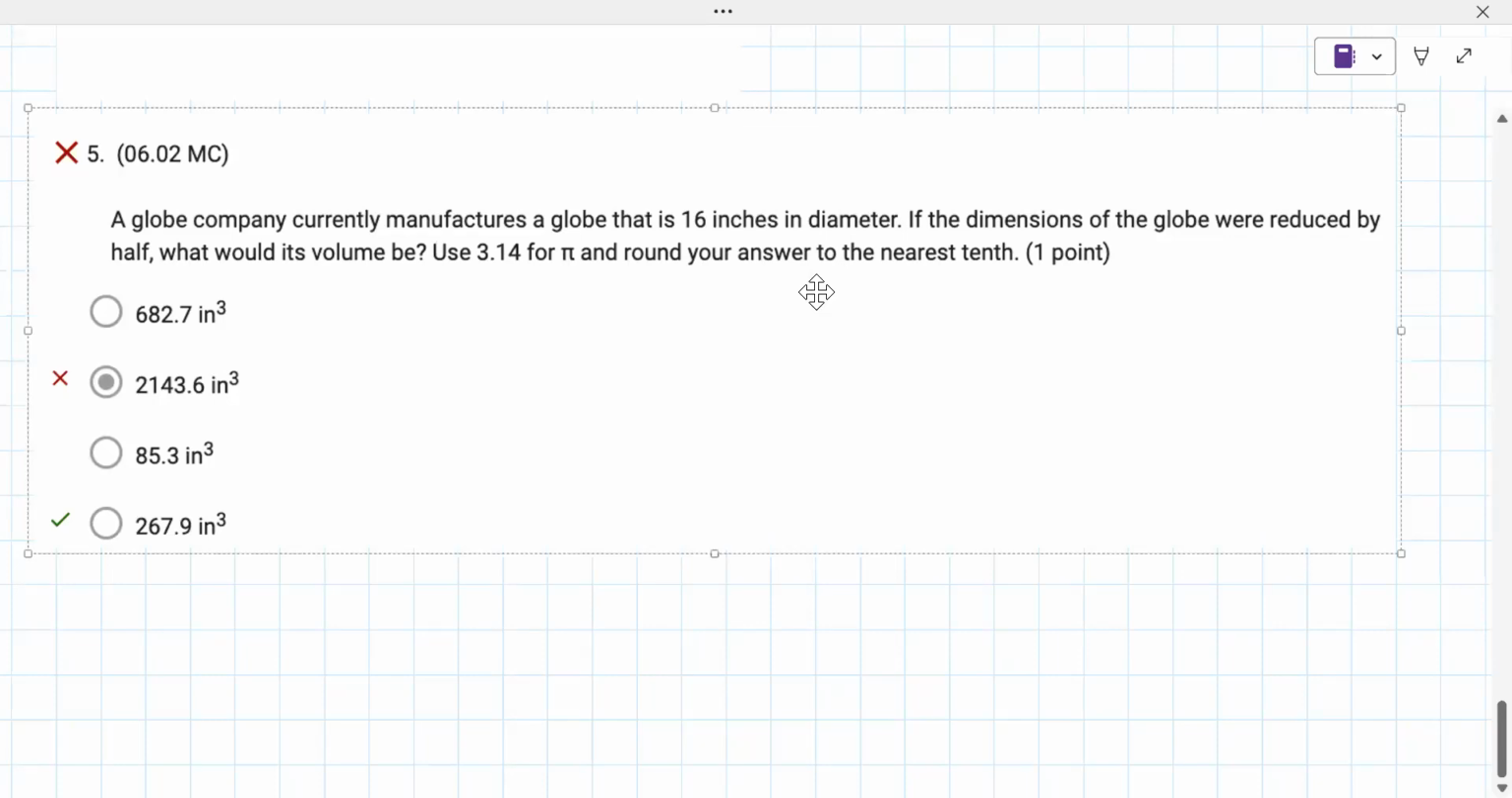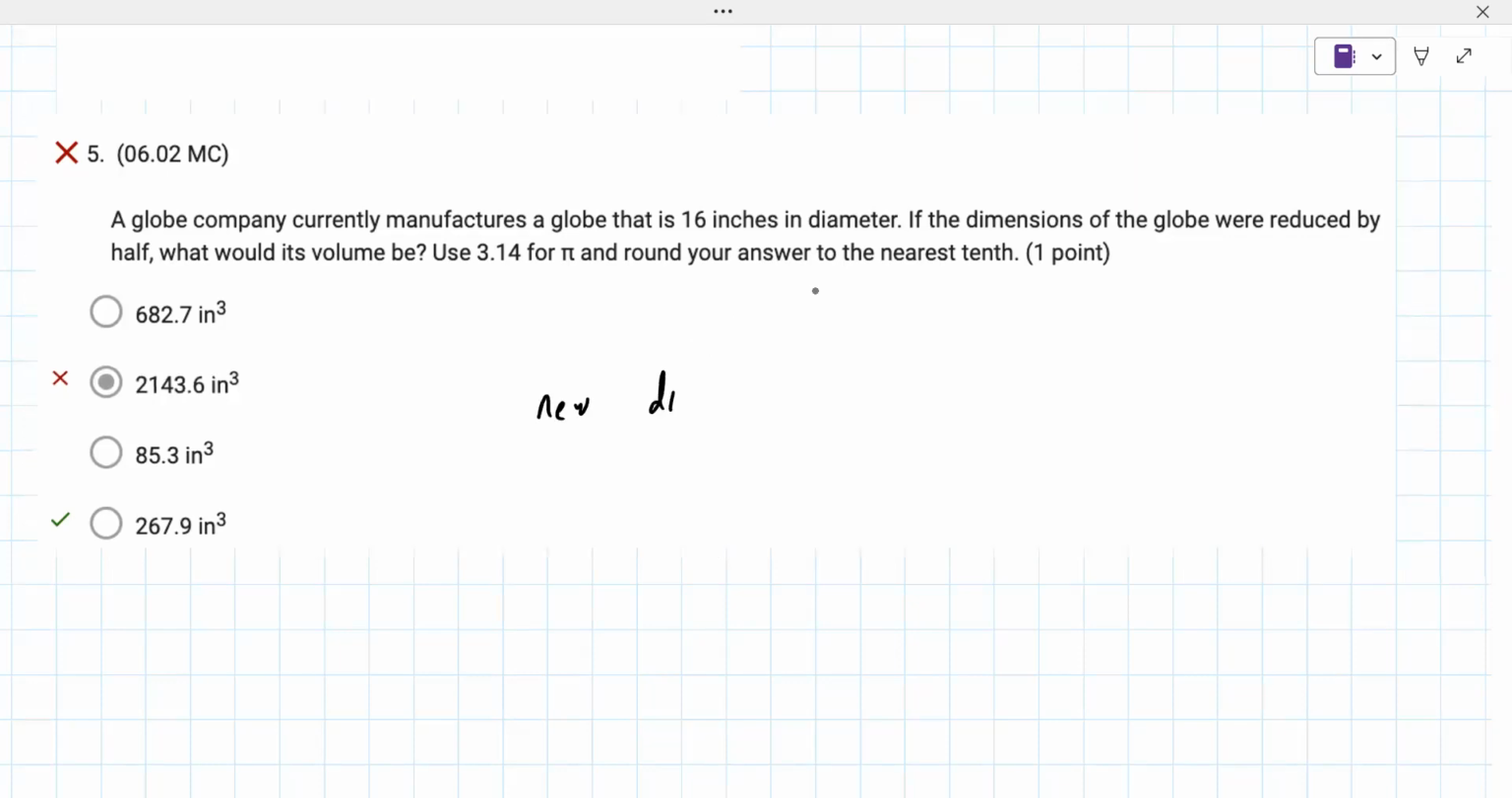Okay, so there's two ways to do this problem. The first is to literally just recalculate the volume. So you actually don't care about the original. The dimension of the globe is reduced by half. So what that means is that the new diameter is 8 inches, but you actually don't care about the diameter. You care about the radius being 4 inches.